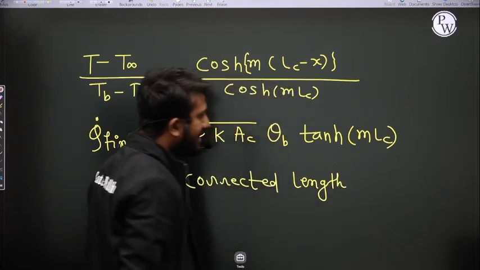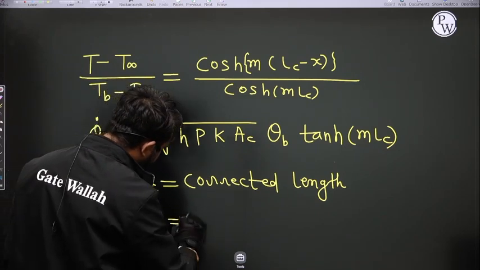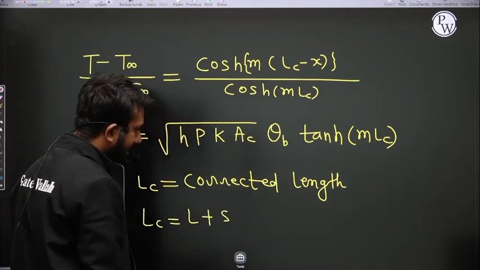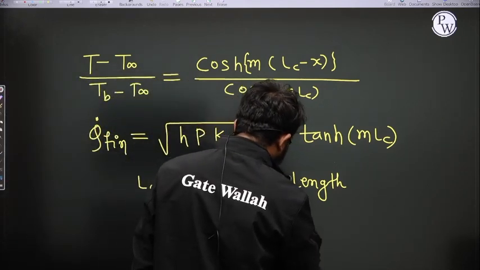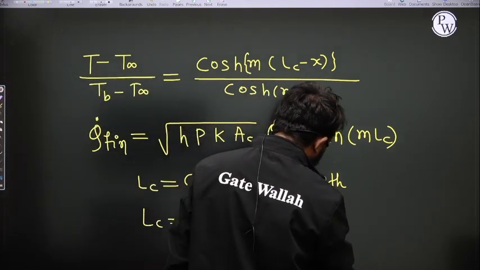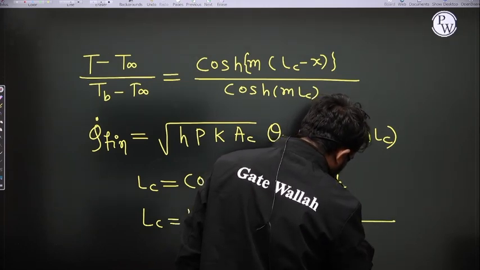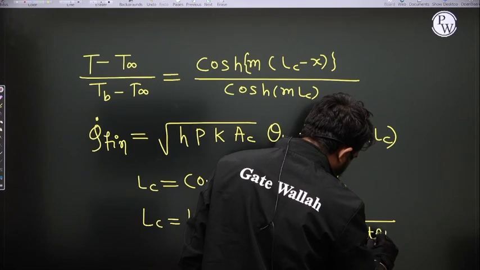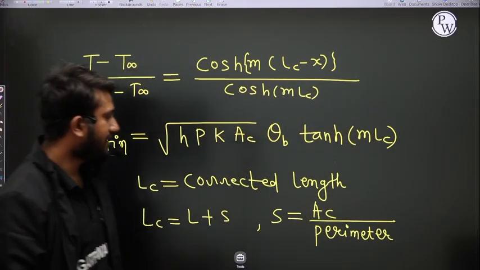This LC is the corrected length. And what is the corrected length? The corrected length is the actual length plus S. And what is this S? This S is equal to the cross-sectional area of the fin divided by the perimeter of the fin.